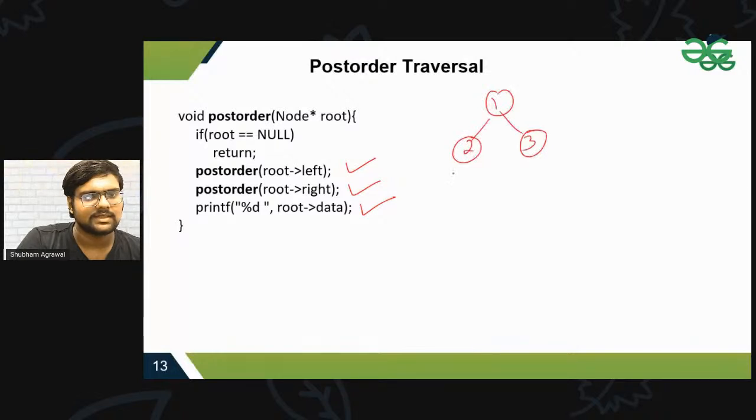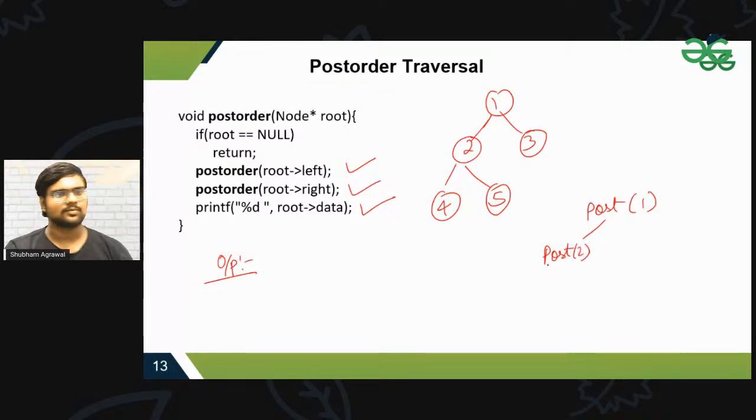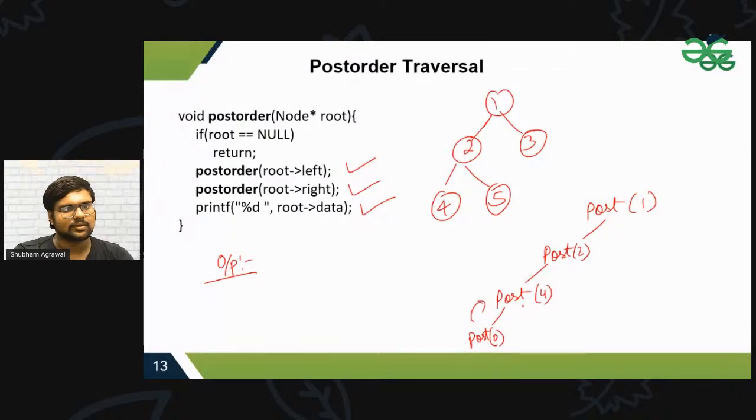In this example, when we try to traverse the tree, first we will call post of 1, and it will call post of 2. Then post of 2 will call post of 4, and post of 4 will call its left child, which is null, so it will just return. Again post of right child will be called, and 4's right child is null, so again it will return, and then it will print the result. So here the output will be 4.